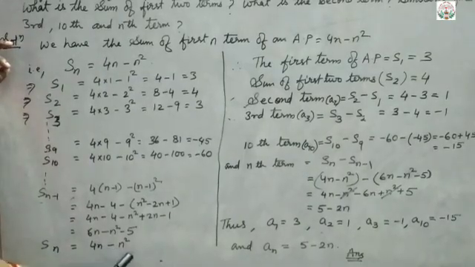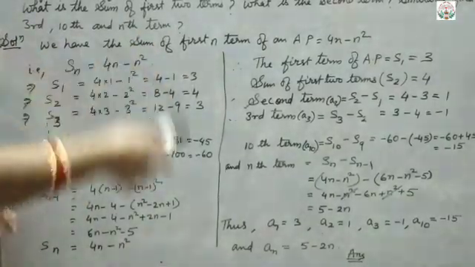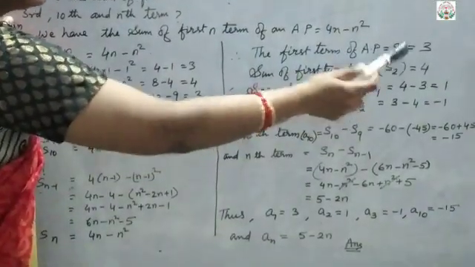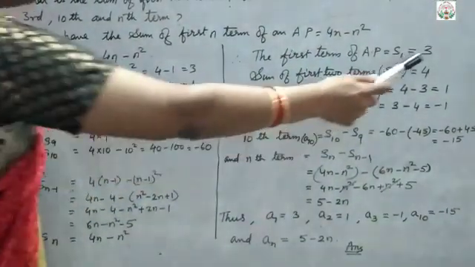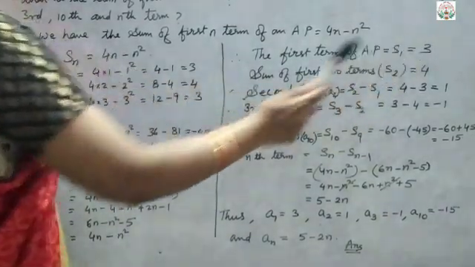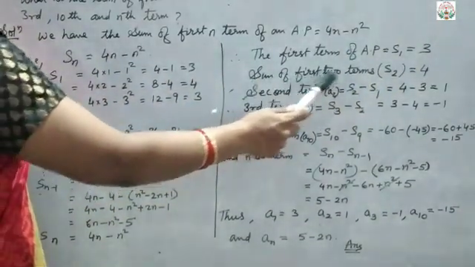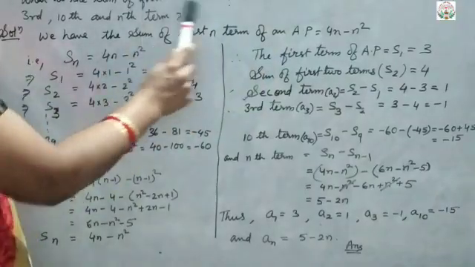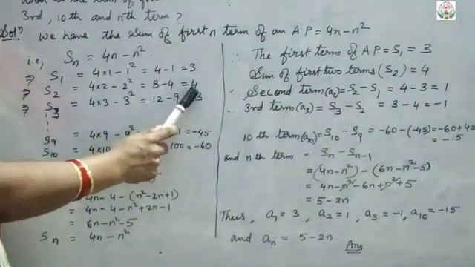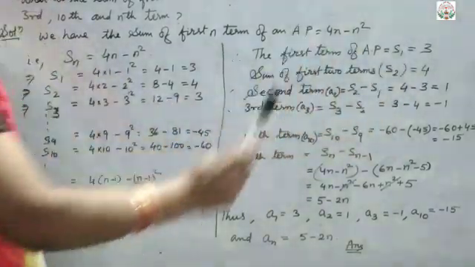4n minus n square. Now we will see what all things we have to find here. The first term of the AP equals S1. Here you see S1 is 3 only, so that is the answer. Now the sum of the first two terms. Second, what you have to find? The sum of two terms, that is S2. S2 we got 4, so the answer will be 4.